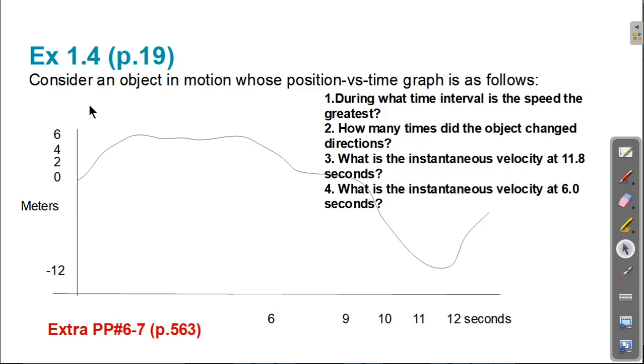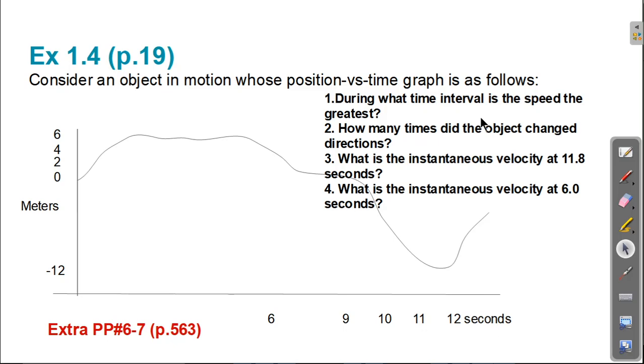So on page 19, you have a graph. Your graph is better than my graph, so follow your graph. I'm going to open my book to page 19 myself so I can see a better graph as well. Everybody, ready? You have a graph that looks something like that, and you have several questions. One of the questions says, during what time interval is the speed the greatest?